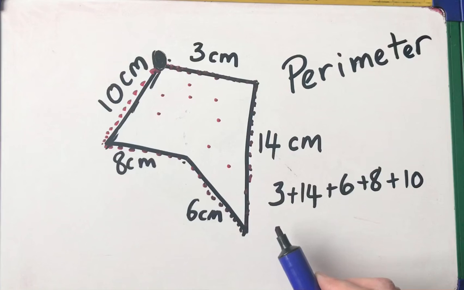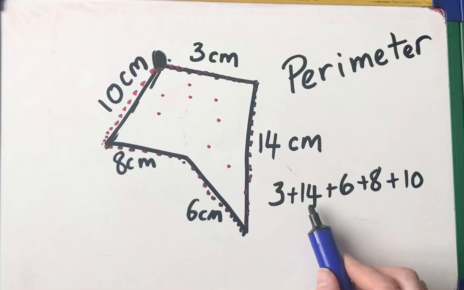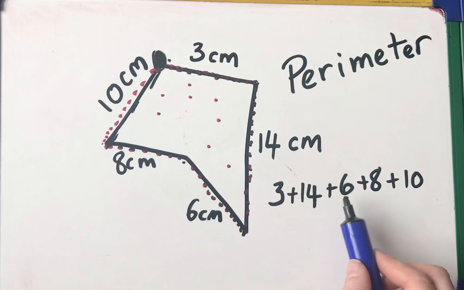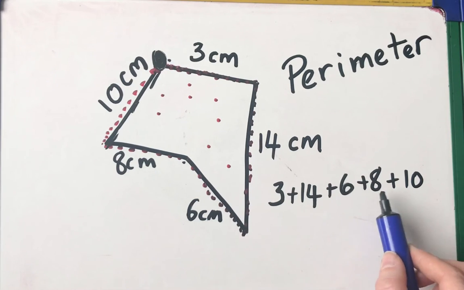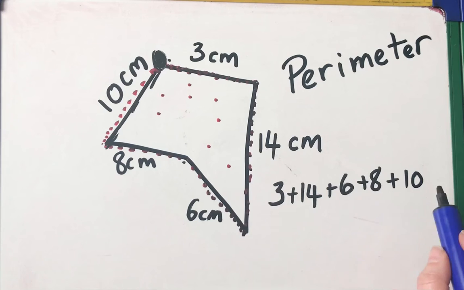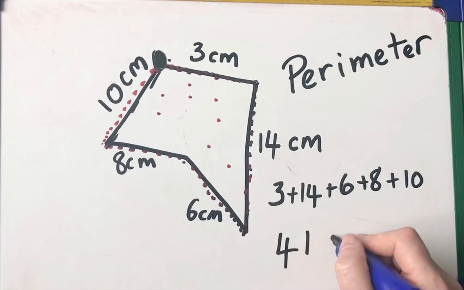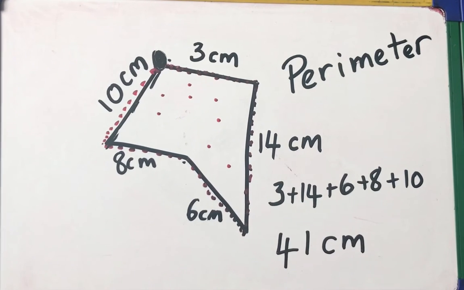So 3 plus 14 is 17. 17 plus 6 is 23. 23 plus 8 is 31. 31 plus 10 is 41 centimetres. And there we go. It is as simple as that. You count up all the missing sides.